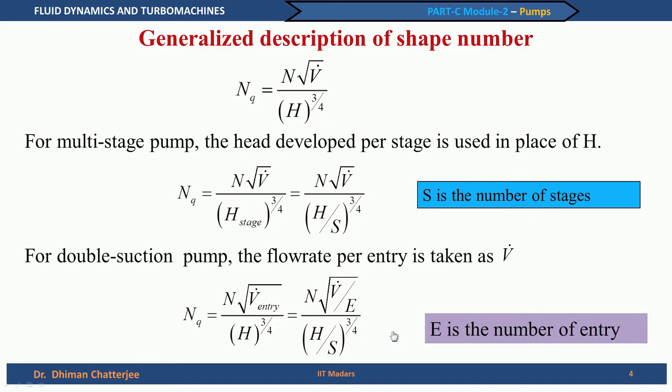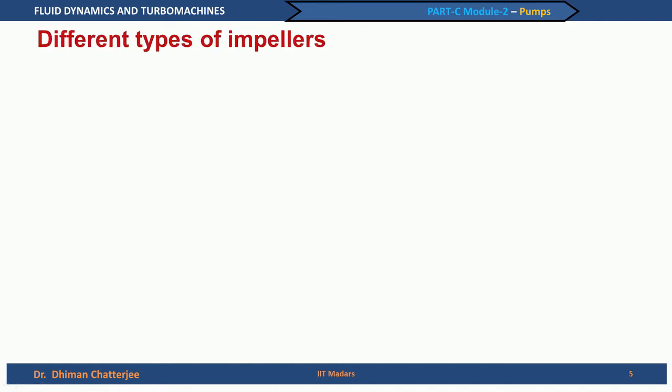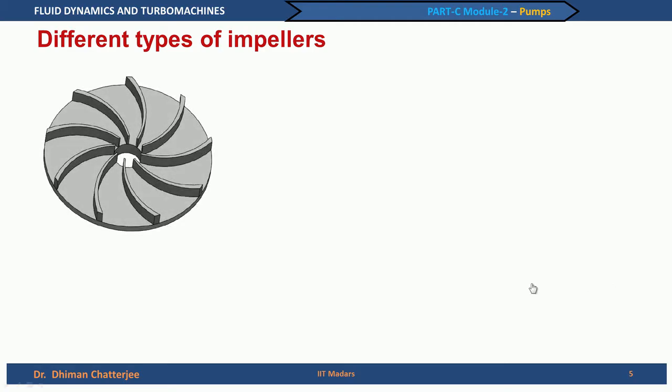So, now you understand that as the case can be, we have to take care of the number of stages and the number of entry. And as the specific speed changes, not only the impeller size changes, we can also talk about the other ways the impellers can be different.